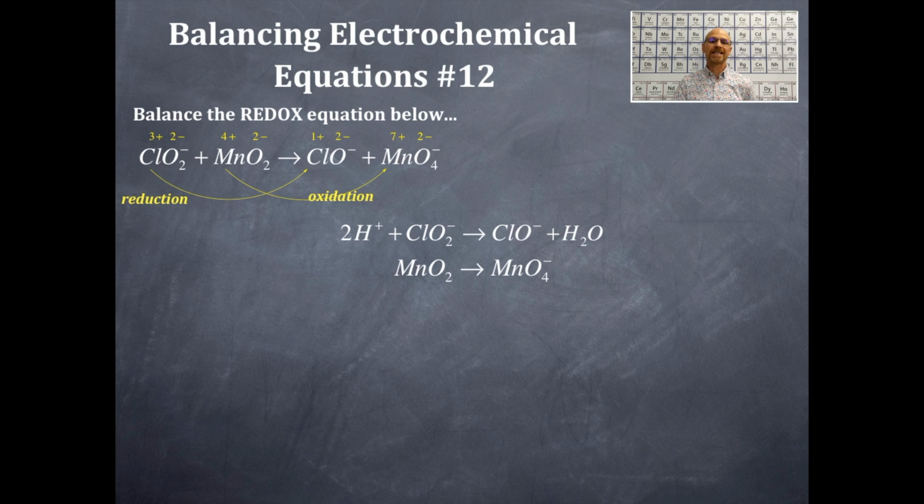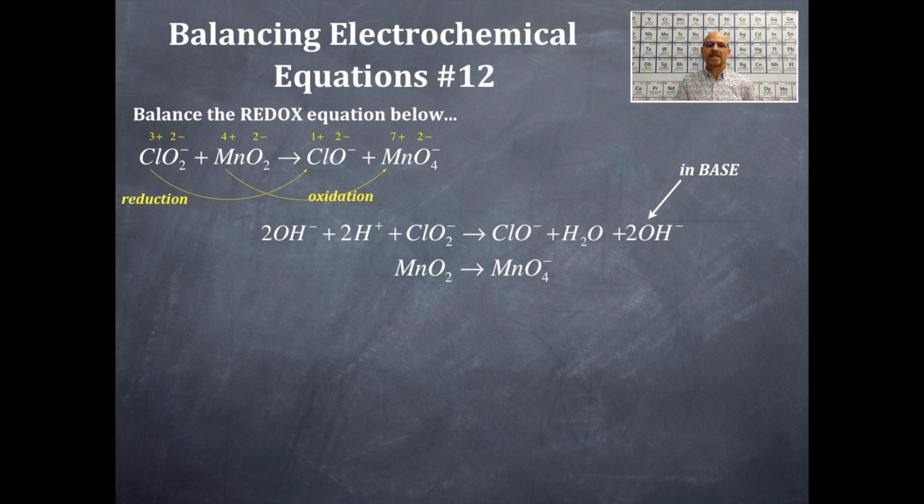Since this reaction is in a basic solution, I'm going to add an equivalent number of hydroxide ions as there are hydrogen ions. I am going to add an equivalent number of hydroxide ions to both sides. So I added 2 hydroxides to the reactant side, and I'm going to have to add 2 hydroxides to the product side. Now, I did say that this was in basic solution. Those excess hydroxide ions let you know it is in a basic solution.